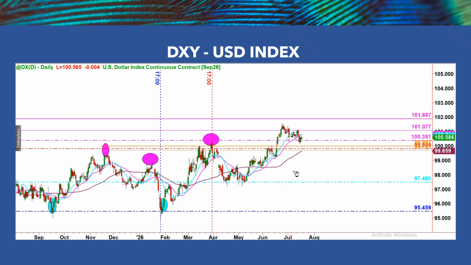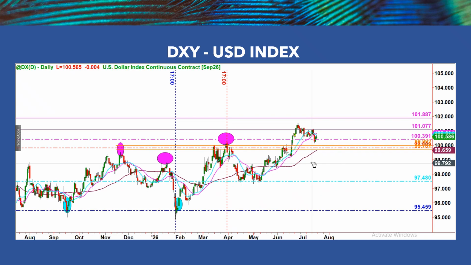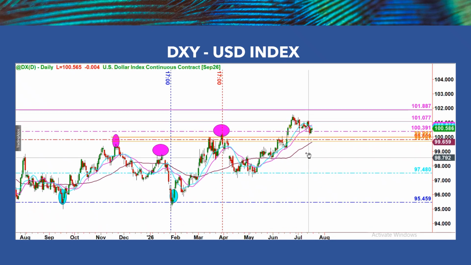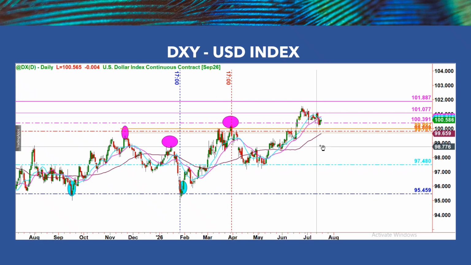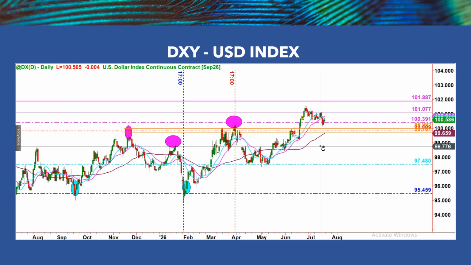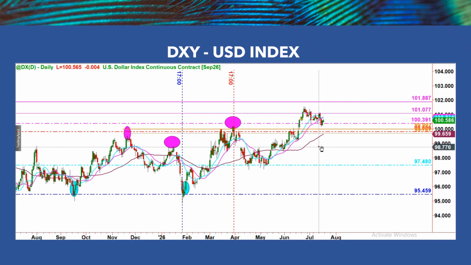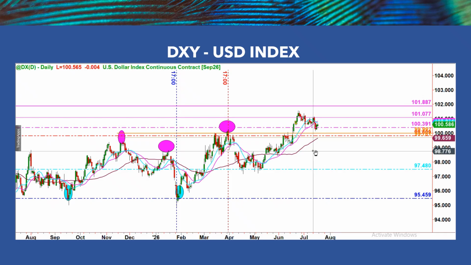However, we need to wait and see if there is additional strength injected into the US dollar index by the ongoing war between the United States of America and Iran, and the increase in prices of oil that could help the dollar regain some of its lost strength and go past the supply area between 101.077 and 101.887.